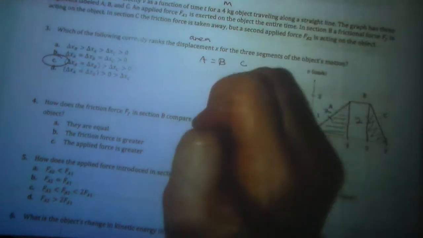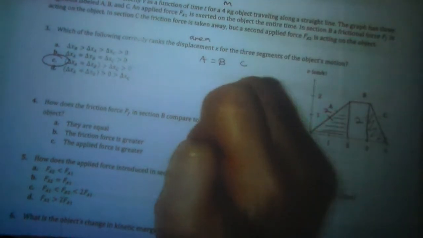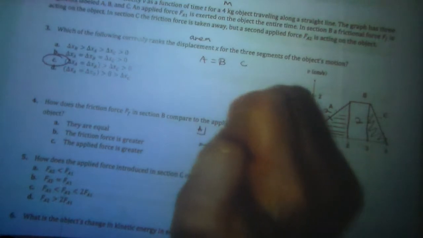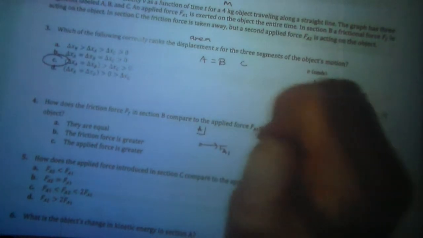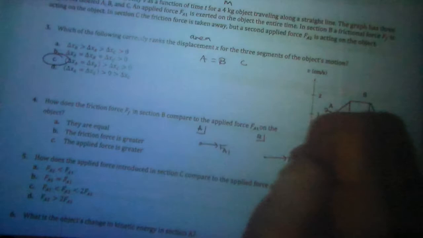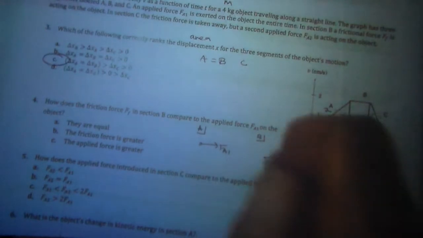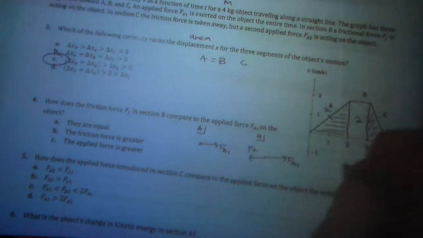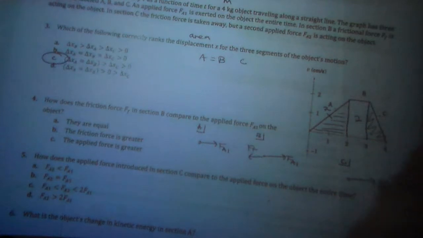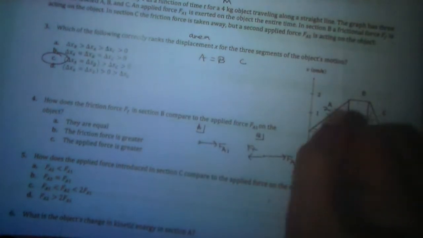Here, how does the friction force compare with the applied force? So I drew a little free body diagram because we had a lot of forces going on. So let's say this was FA1. In B, we still had the FA1, but we also had friction force. And then in C, we still had the FA1, and then we took away the friction but put on an FA2.